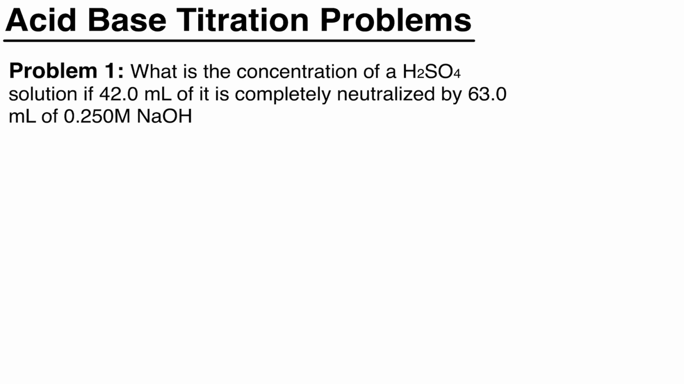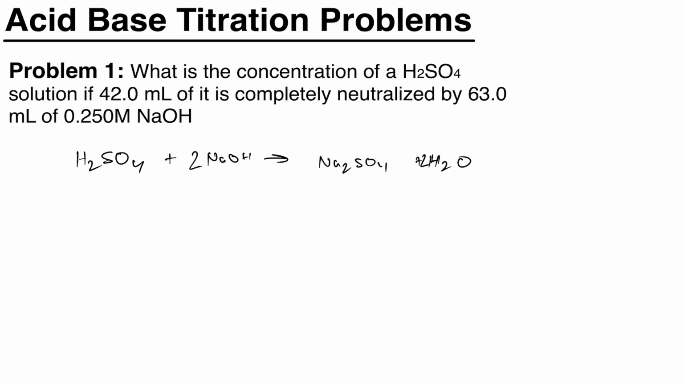So firstly, before we start anything, we need to write a chemical equation, and for this it's going to be H2SO4 plus NaOH is going to give us Na2SO4 plus H2O. And to balance this equation, we're going to simply put a 2 in front of the NaOH and a 2 in front of the H2O. Now with that in mind, we can start our stoich.